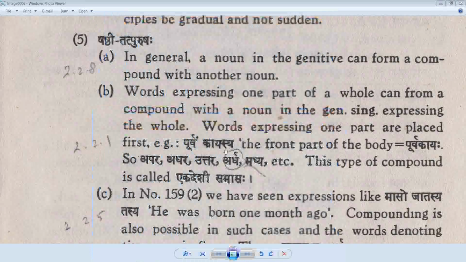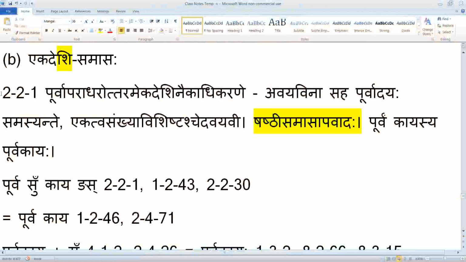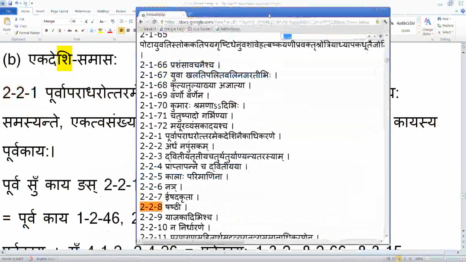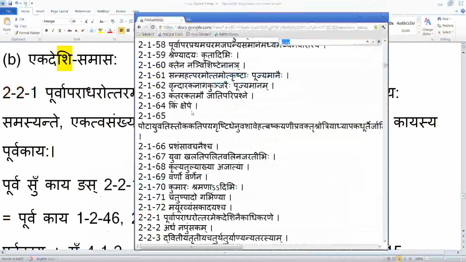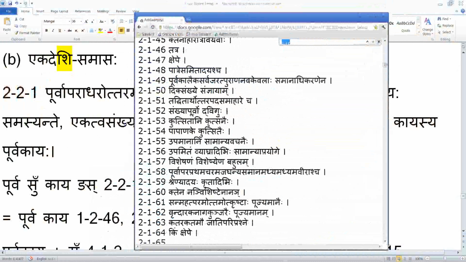Purvam kayasya. Let's look at the sutra which Panini has given for this, which is 2.2.1. Let's go back to the Ashtadhyayi for a second, to know exactly where we are. Remember that in 2.1 is the Karmadharaya section, which starts from samanadhikaranena. First, let's do a one-minute review.